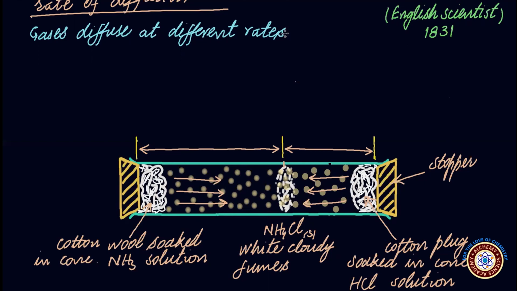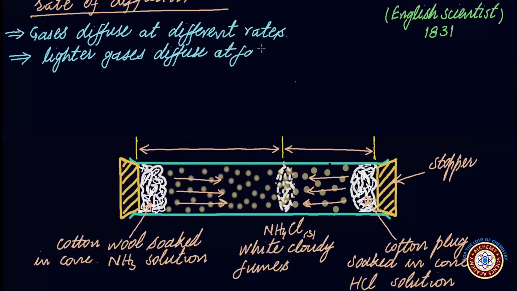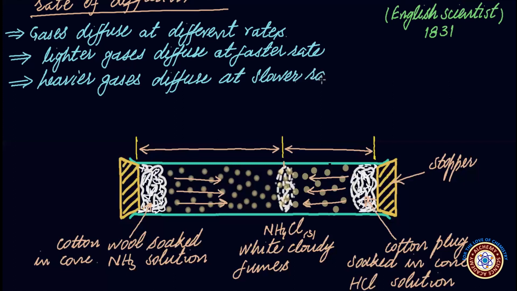It is obvious from this experiment that since ammonia particles are lighter than HCl particles, ammonia, being a lighter gas, has diffused faster as compared to HCl, which is a relatively heavier gas. So from here we can conclude that lighter gases diffuse at a faster rate and heavier gases diffuse at a slower rate.